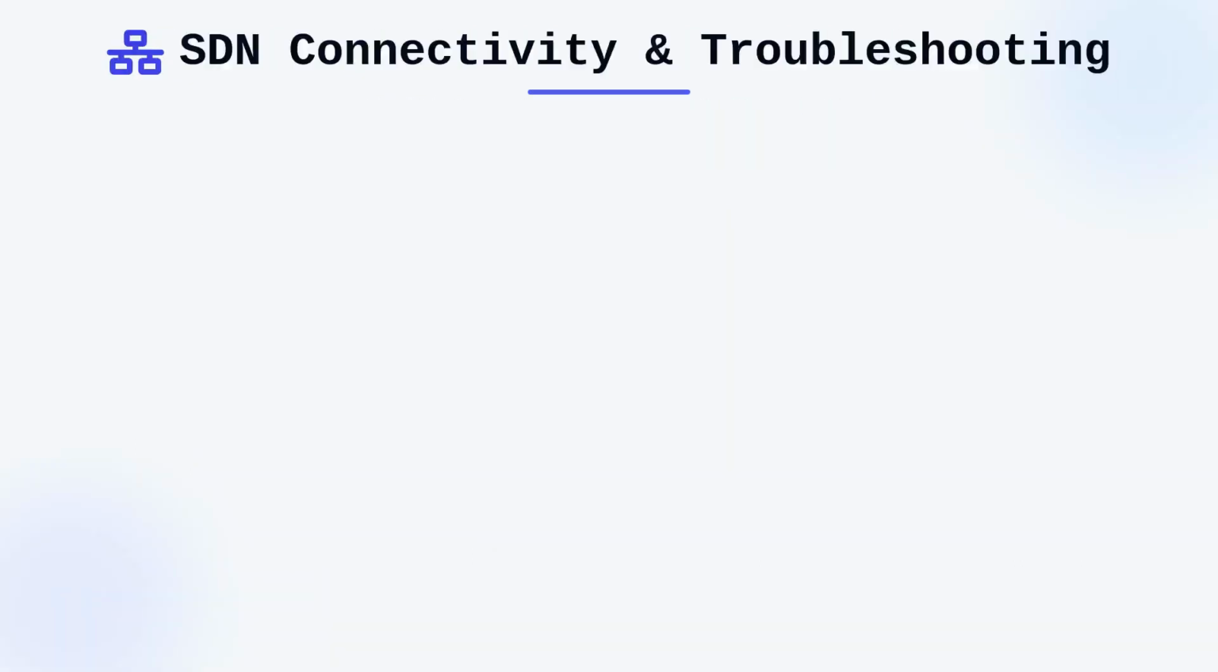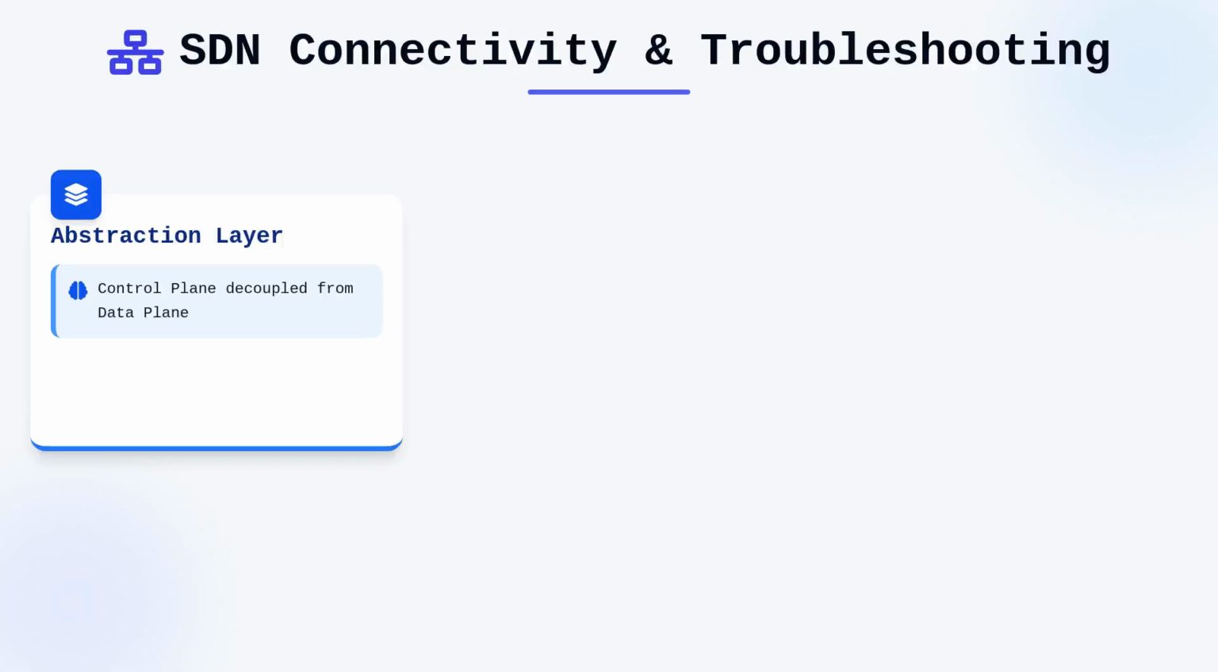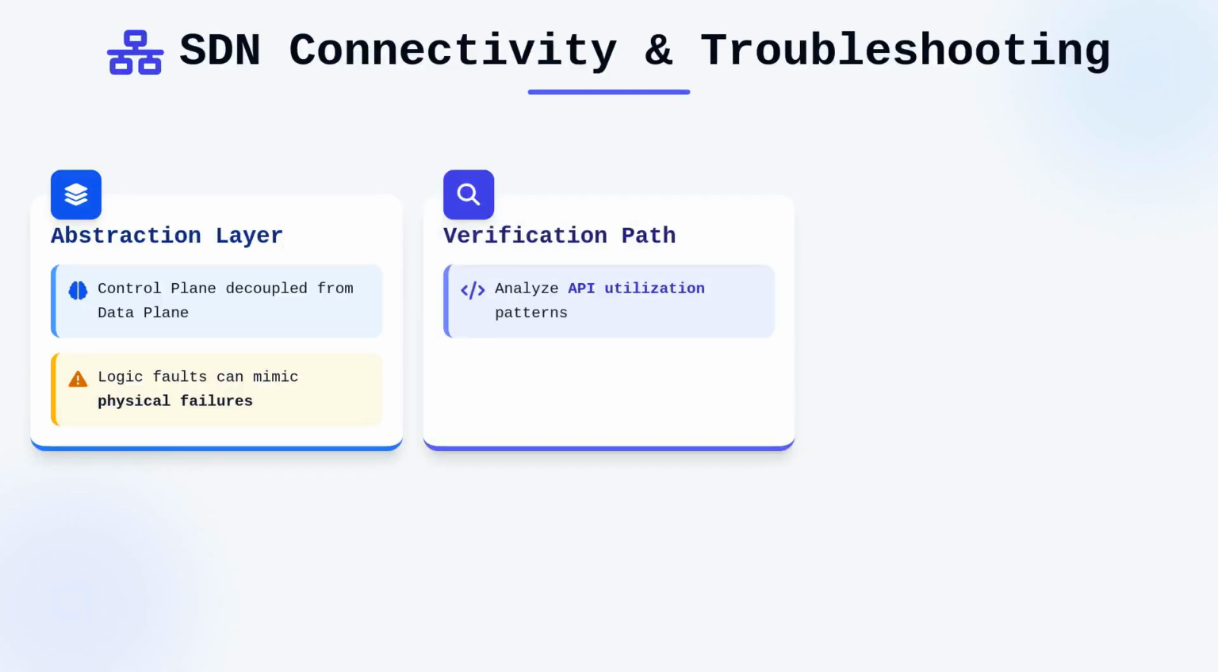One of the most critical aspects of this process involves understanding how software-defined networking, or SDN, abstracts the underlying connectivity. Because the control plane is decoupled from the data plane, a fault in the management logic can manifest as a series of intermittent connectivity issues that appear to be physical at first glance. We must look at the API utilization patterns to confirm whether the fabric state is coherent across all segments.